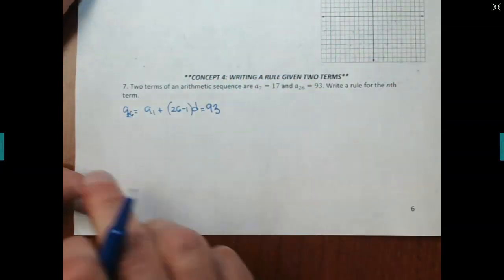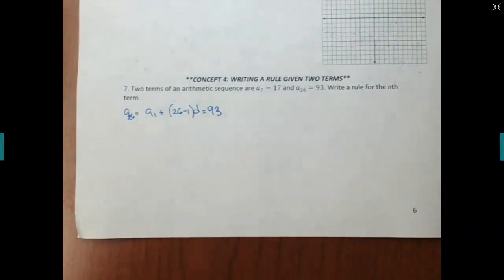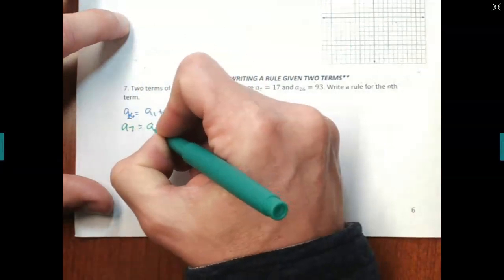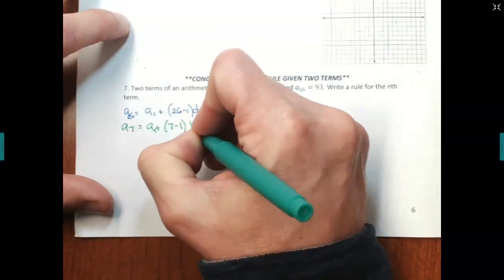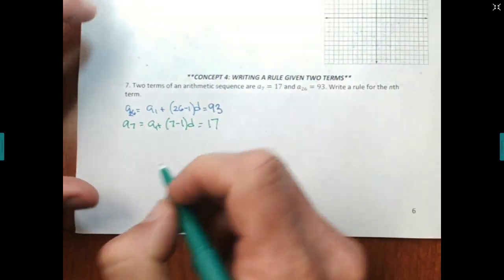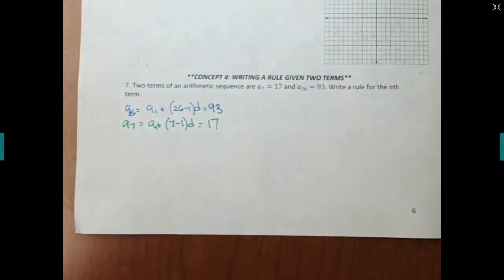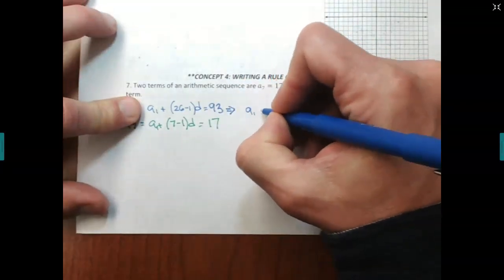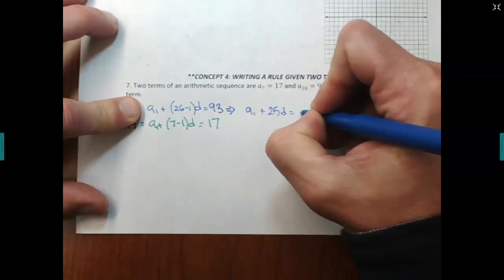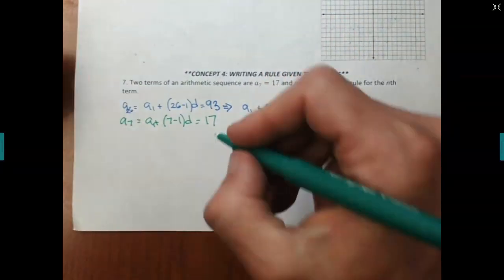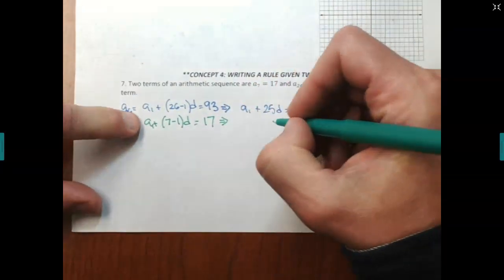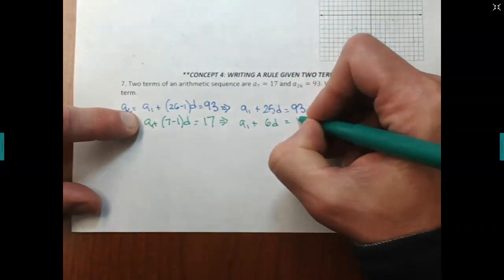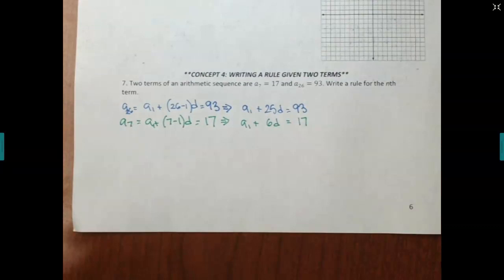Okay, and then I can get rid of that a sub 26. I'm going to do the same thing here with a sub 7 equals a sub 1 plus 7 minus 1 times d equals 17. Alright, so I'm just going to simplify across here, so I get a sub 1 plus 25d equals 93. I'll do the same here. Take out that a sub 7, so I get a sub 1 plus 6d equals 17. Just simplified what was there.